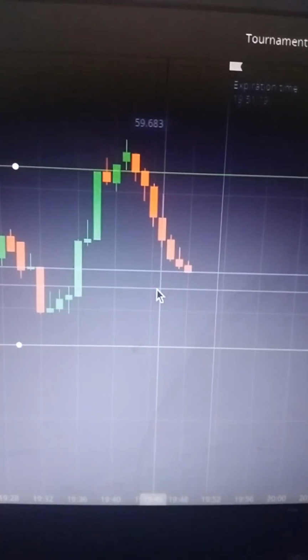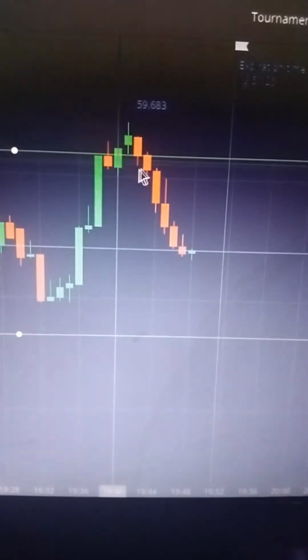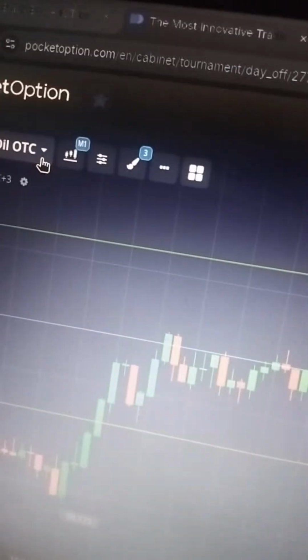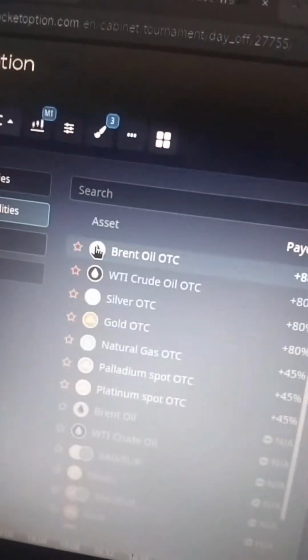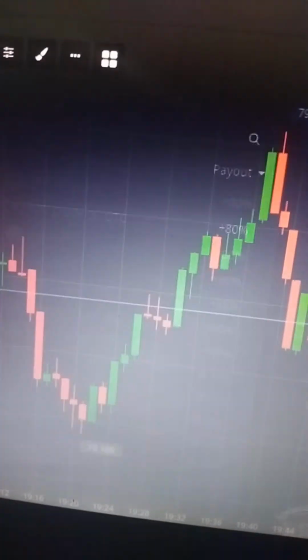Anyways, let's find another black box. Right there we had a sale and we missed it. Right there we had another black box, another first model, 2 candles black box. So this is Brent oil. We can go to WTI and find the black box there. We got one. So it's the same thing.